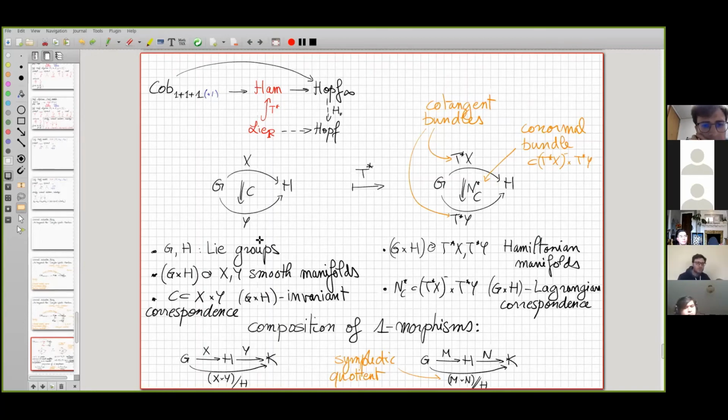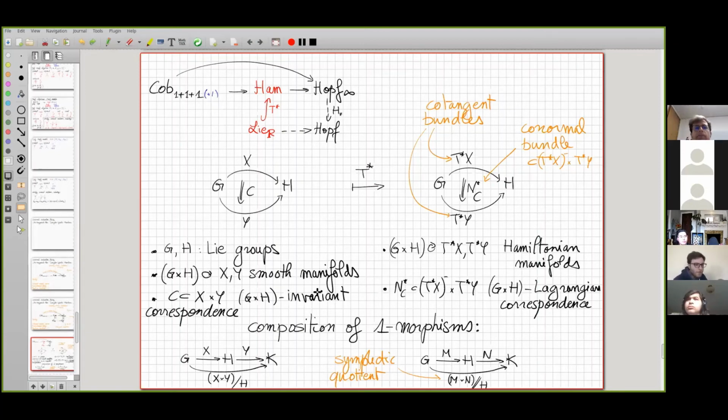So objects are just Lie groups. And then one-morphisms are just smooth manifolds with an action of G times H. So these are X and Y. And then if you have two such one-morphisms, you have a notion of two-morphisms, and you can take correspondences, just subsets of the product that are invariant for the actions. Or if you prefer, you could just take maps from X to Y, smooth maps that are equivariant.